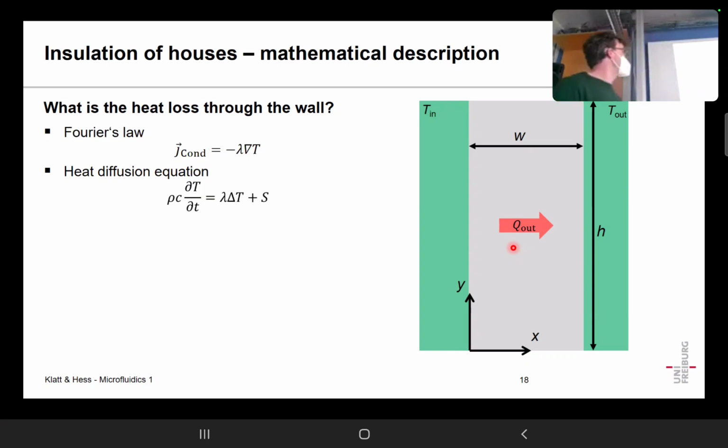So those are the two equations that we require to solve this issue. So the top one, heat flux equals minus lambda times the nabla of the temperature. So that's really Fourier's law, the basic idea on how the heat is transferred by conduction. And the heat diffusion equation allows you to describe the temperature with respect to the x, y, and z axis and the time.